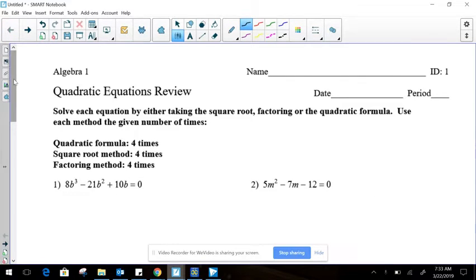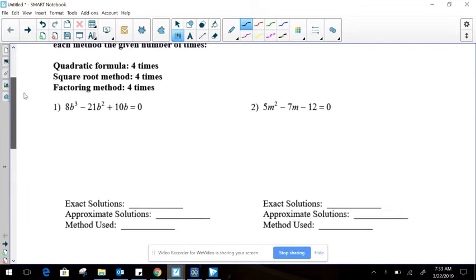I know I'm not here right now, so I'm going to walk you through three types of problems on this review sheet to remind you of what we were doing before break. So you can see in the directions here that you're going to solve either with the quadratic formula, square root method, or factoring method. So these are the three things we did before break. Each one will be used 4 times. So I'm going to explain how I'm deciding which method to use for a couple of these problems.